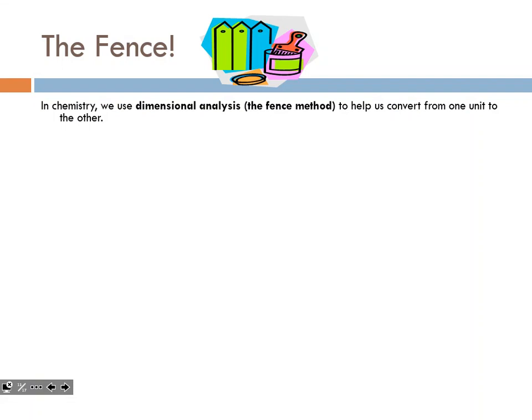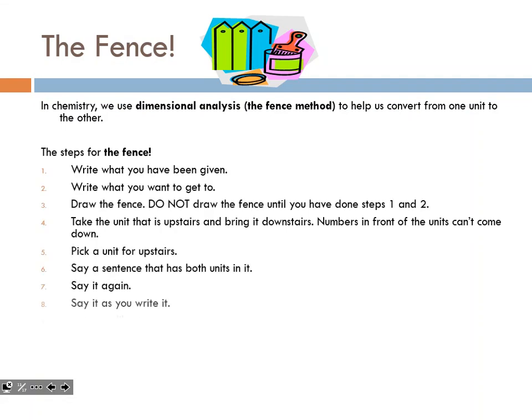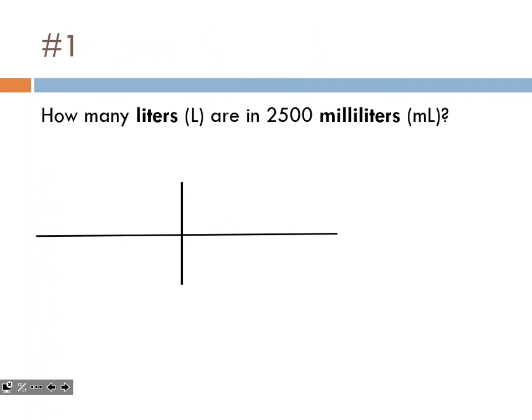In chemistry, we use dimensional analysis, the fence method, or factor label method. I don't know if you want to call it that either, but it's converting from one unit to another. Steps for the fence: write what you've been given in the upper left corner, write what you want to get to. Okay, we're going to follow these steps. You're going to start with the T-chart. I'll also show you what it looks like if we were just doing regular fractions, which you can do as well, it's fine.